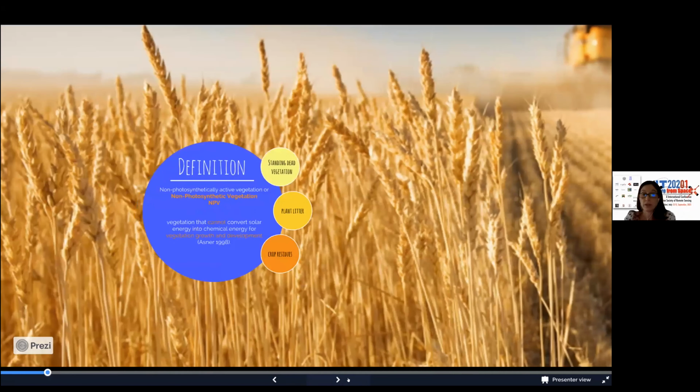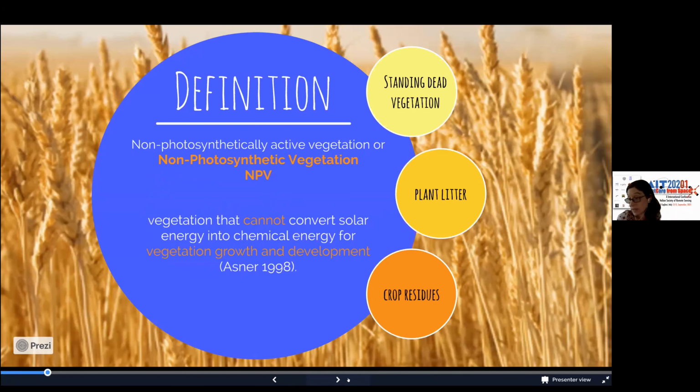data potential. So starting with the definition, NPV is vegetation that can no more convert solar energy into chemical one. So it's composed by standing, dead or dying vegetation, plant litter, and crop residue.